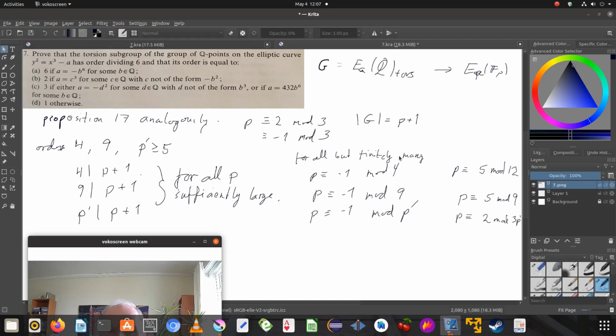Now, for all but finitely many primes, we must have this. And now if we choose P equivalent to 5 modulo 12, then P modulo 4 will be unity, and P modulo 3 will be 2. And 5 and 12 are co-prime, so there exists an infinite number of primes of this form. There we are.